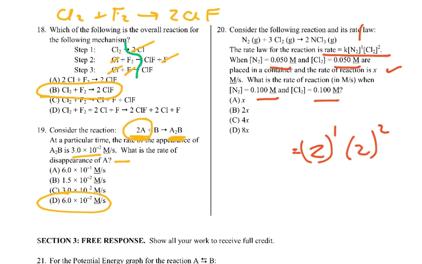So my new rate is going to be 2 to the first power, so 2, times 2 to the second power, which is 4. So if this rate is X, then this rate must be 8 times X. So I'm looking for 8 times faster, because I can tell from my ratios and the orders of the reaction. And that's the multiple choice section.